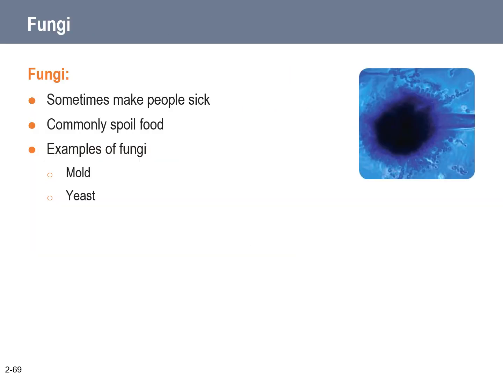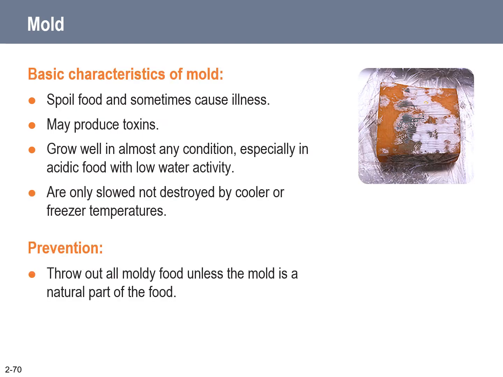Fungi. Sometimes it can make people sick. Sometimes it does not, honestly. This is what spoils food, and there are two examples. So mold and yeast. So basic characteristics of mold is they spoil food and sometimes can cause illness. They can produce toxins. They grow well in almost any conditions, especially in acidic food with low water activity, and are only slowed but not destroyed by cooler freezer temperatures. This means if there is mold on something, even though you put it in the freezer, it can still grow. It will grow slowly, but it still grows.